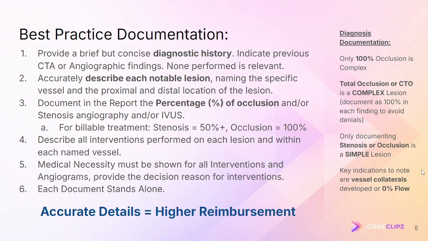So, some diagnosis documentation notes. Only 100% occlusion is considered complex, and we're on the right side of the slide. That's for 2026. Total occlusion or CTO would be considered a complex lesion, and document 100% to avoid denials. When you only document stenosis or just occlusion, that is going to be considered a simple lesion, which is reimbursed less than the complex. Usually key indications in your documentation are that the vessel has created, or the leg has created, vessel collaterals, or you're noting a 0% or absence of flow. Those will all support the medical necessity for these complex treatments.